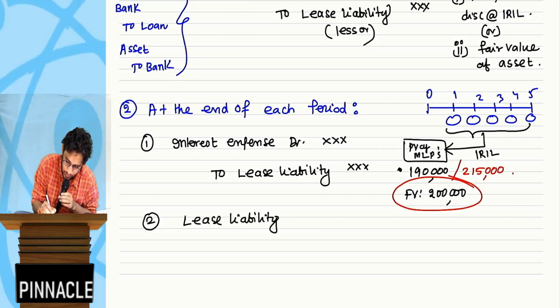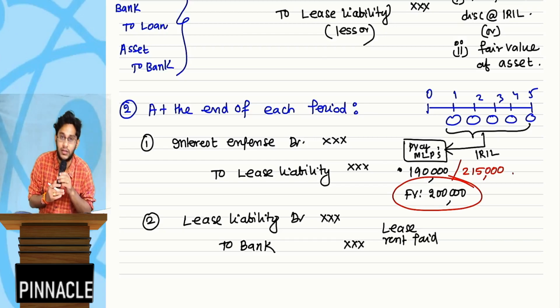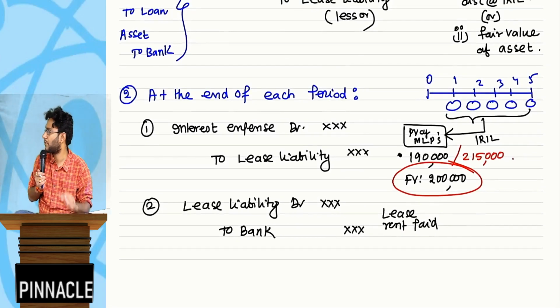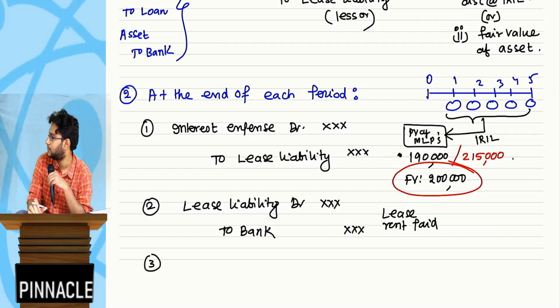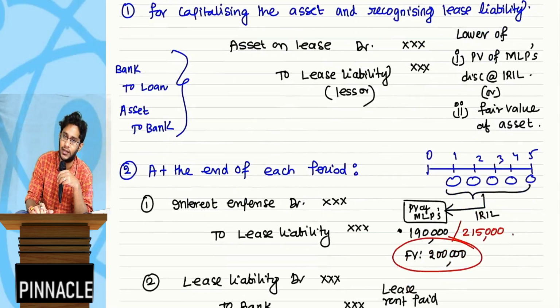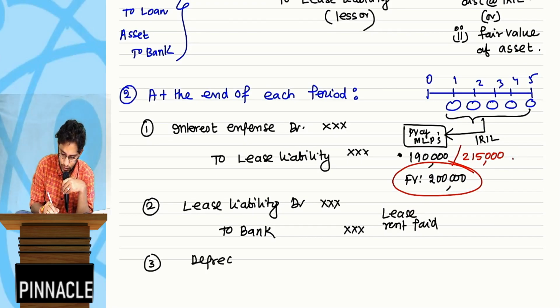lease liability account debit to bank. This is my lease rent paid. You call it lease rent, you call it installments, all one and the same. Next. Since you have capitalized the asset, on that asset you need to provide depreciation. So provide depreciation account debit to accumulated depreciation, or you can directly credit the asset also, whatever you like, you can do.